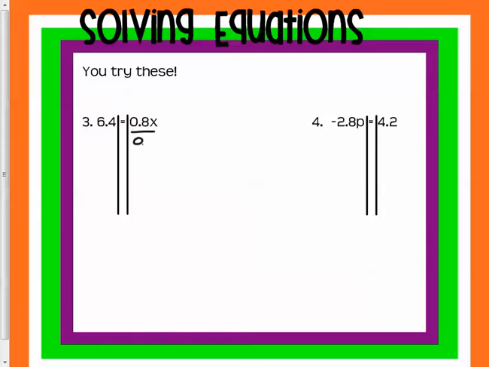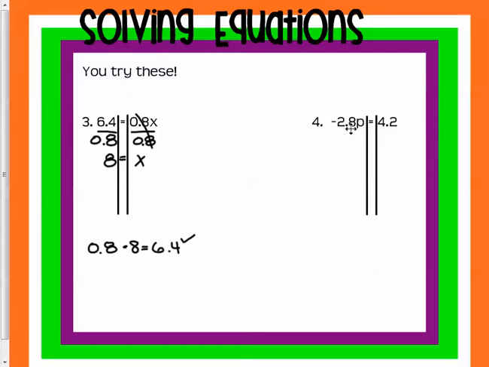So now who's bothering the x? We know that it's 8/10. So we're going to undo multiplication with division. So we're left with x on this side because these cancel out. That's the goal. And 6 4/10 divided by 8/10 is 8. And if we multiplied 8/10 times 8, we would get 6 4/10. So we know that it checks.